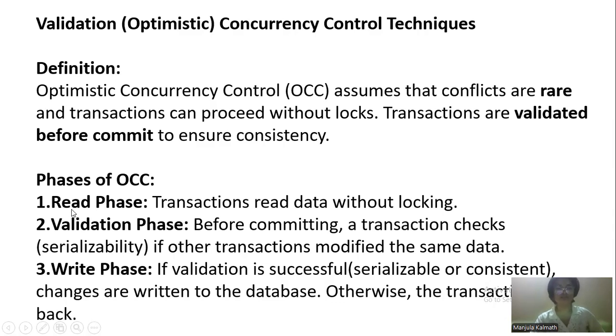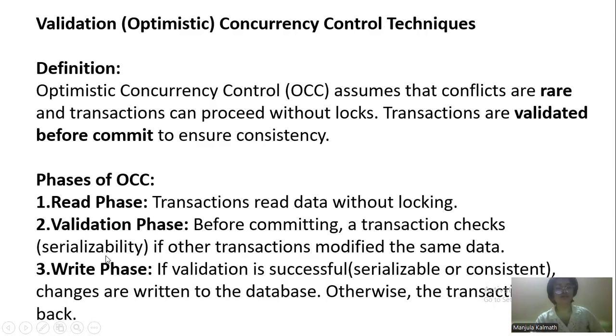Very simple it is. Read without lock. Validation: before committing all the transactions, while they are still in the local copy, before the local copy data is written to the database, it checks for serializability. That itself is called the validation phase. If all the transactions maintain serializability and are consistent, then it writes those operations in the write phase. That is, they write to the database here.